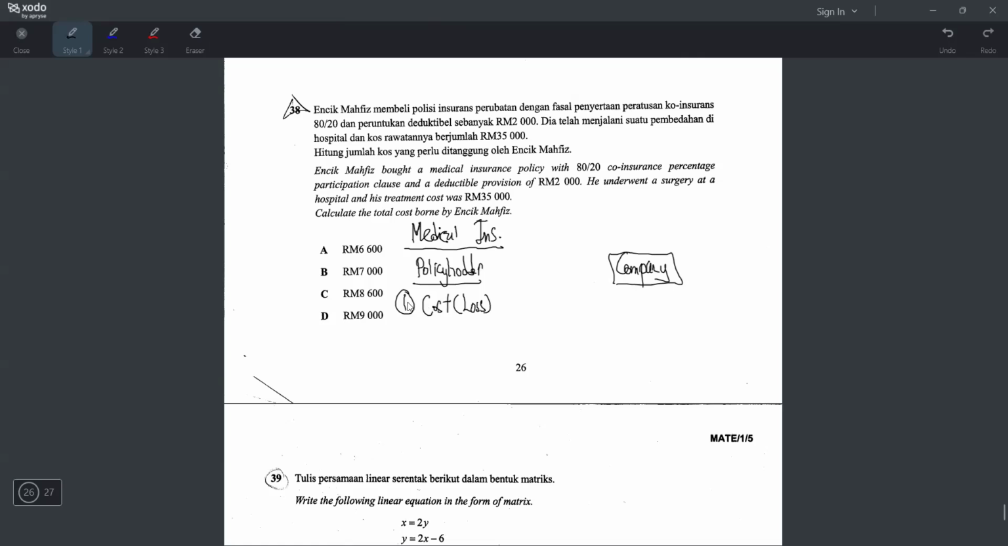The medical cost means the loss, the kerugian. Because when you have a medical problem, the medical bill comes. When you get the medical bill, that bill is the medical cost, the loss, right? The rugi. Okay, minus the deductible. That is the first step.